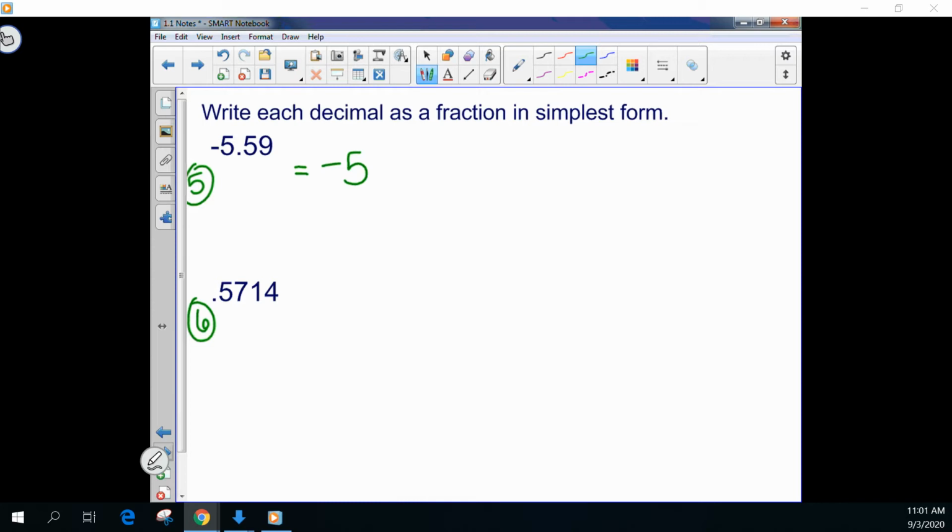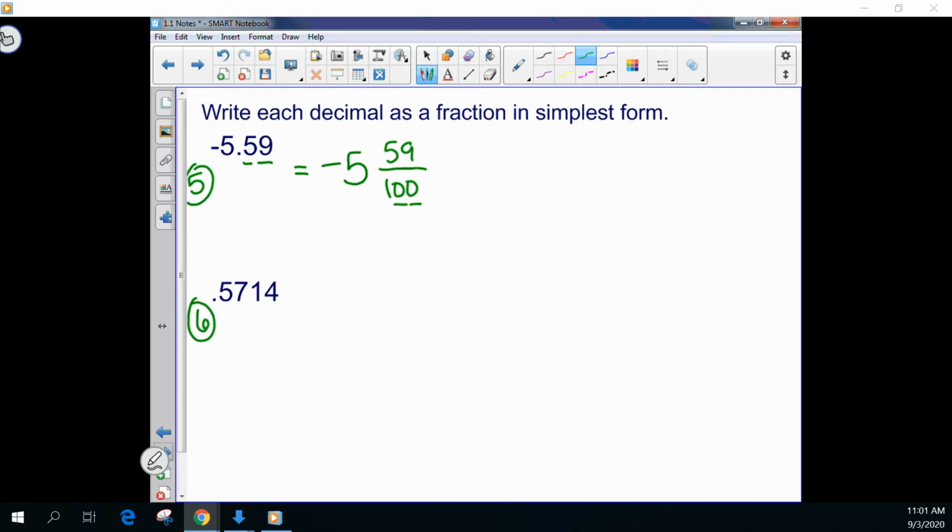If you read this out loud, it would be negative 5 and 59 hundredths. So we're going to put it over 100, so 59 over 100. Also, another trick you can look at is how many numbers are past the decimal. There are 1, 2 numbers past the decimal, and I have 1, 2 zeros in my denominator. So that's another way you can think of which number to put in your denominator.